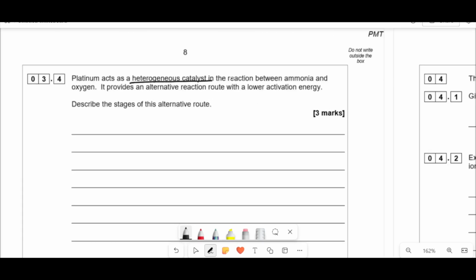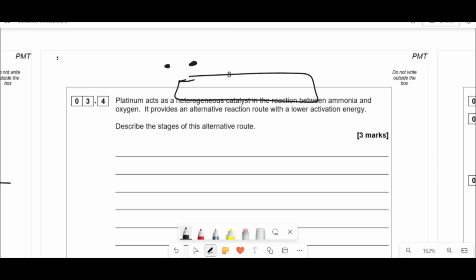It says platinum acts as a heterogeneous catalyst in the reaction between ammonia and oxygen, so it provides an alternate reaction route and lower activation energy. Describe the stages of it. So here, it's told you it's heterogeneous, so platinum is just sitting here. We want the ammonia and the oxygen to do something. Every single reaction in the universe depends on collisions and also an activation energy. So loads of people started saying it provides an alternate reaction pathway. That's not what they want to hear. They literally tell you it acts as a catalyst, and it literally tells you that the activation energy is lower. It's asking you by doing what? These are whizzing around. We need them to collide with each other.